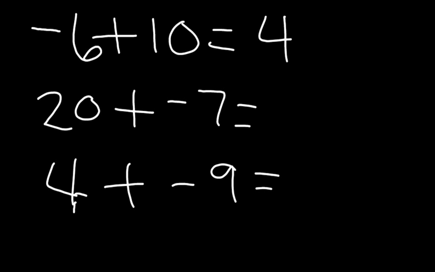20 plus negative 7. Which one has more? Are there more positives or more negatives? There's more positives, so the answer is going to be positive. 20 minus 7 is 13. 4 plus negative 9. Which one has more? Are there more positives or more negatives? Well, there's more negatives, so the answer is going to be negative. 9 minus 4 is 5.